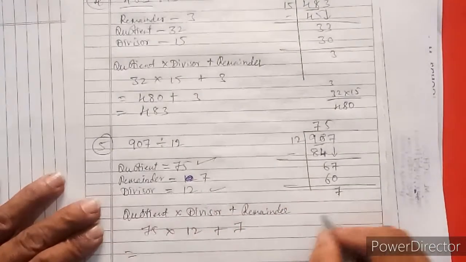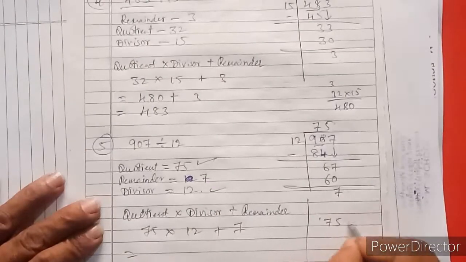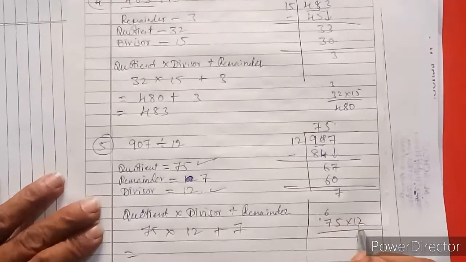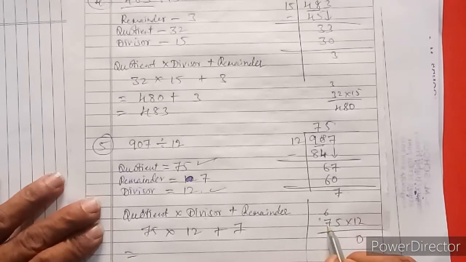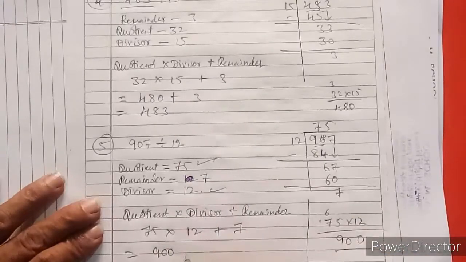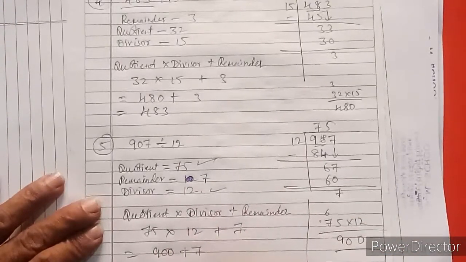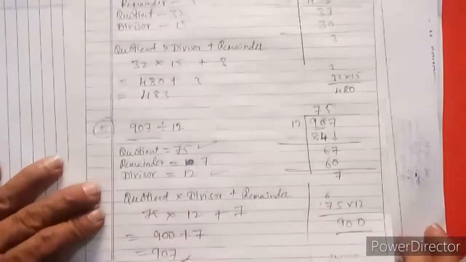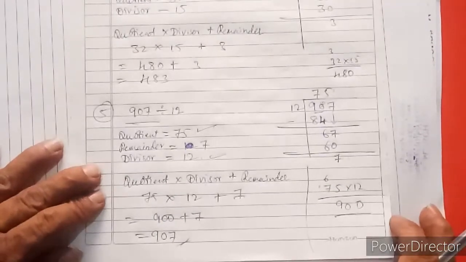Multiply this into this. 75 into 12. 12 fives are 60, carry 6. 12 sevens are 84. 84 plus 6 is 90. So 900. We got 900 here. Plus remainder is 7. If we add this, 907. The exact number in the given question we got. Got it, my point? See. Now note down that.